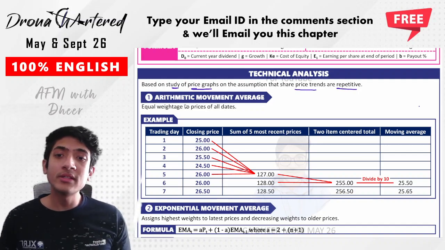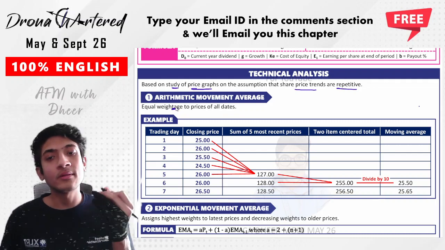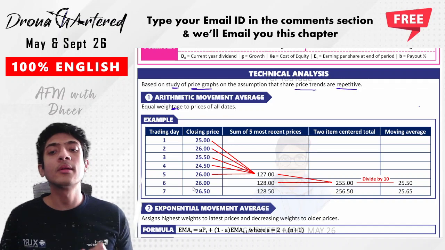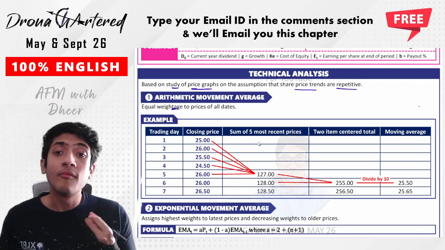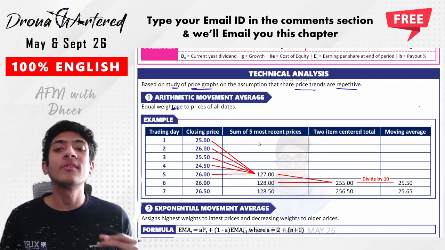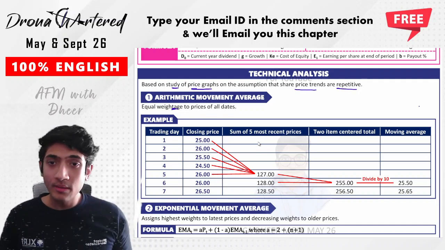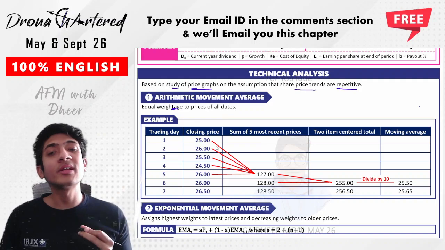So arithmetic moving average gives equal weightage to the prices of all days. Okay, let's see. We have trading days 1 to 7 and they've given us 7 closing prices. What do we have to calculate? The question is we have to calculate the arithmetic moving average. How do we do this?